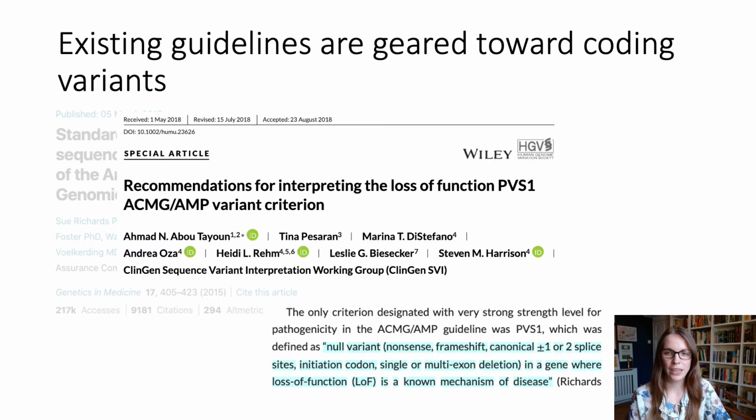As an example of this, we can look at the PVS1 rule, the only very strong rule within the guidelines, of which there are also some subsequent guidelines released by the ClinGen sequence variant interpretation working group. Here we can see the original wording for this criterion, which specifies that null variants are nonsense, frameshift, canonical splice sites, initiation codon, or single and multi-exon deletions. As you can tell, these guidelines don't allow for any of these variants being a non-coding loss of function mutation. However, I hope I've convinced you that some of these 5'UTR variants that we are seeing are very clearly a loss of function mechanism.